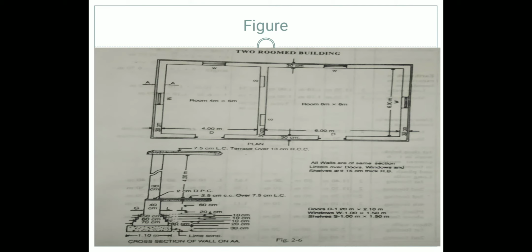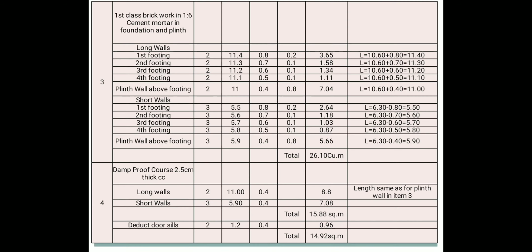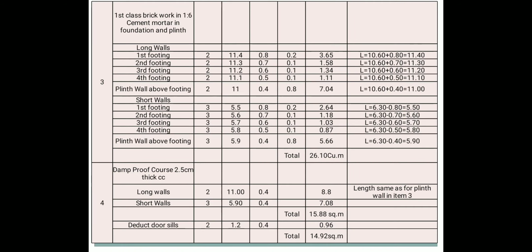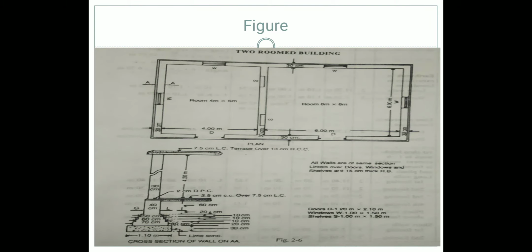foundation. Now we are going to estimate the first class brickwork in cement mortar 1:6 for foundation and plinth, and also the damp proof course of 2.5 centimeter thick. So if we want to determine the first class brickwork and the damp proof course, in case of brickwork we have to consider in terms of long wall what is the footing thickness, and in terms of short wall what is the footing thickness, and in case of damp proof course we have considered the thickness of the damp proof course that is provided.